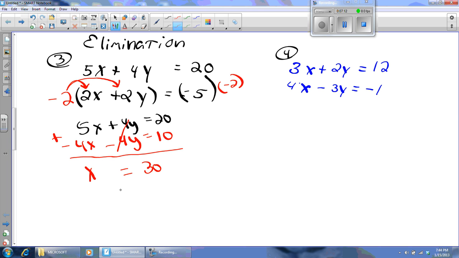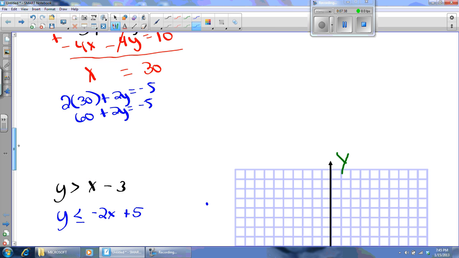Now to figure out the y-coordinate, I'm going to use one of the original equations. I'll probably use the 2x plus 2y equals negative 5 because the numbers will be a little bit smaller. So I'm going to take 2 times 30 plus 2y, that equals negative 5. 60 plus 2y equals negative 5. I'm just going to solve for y.